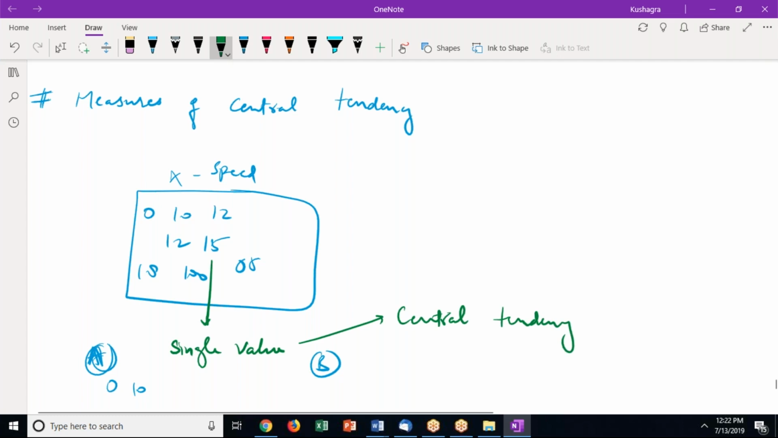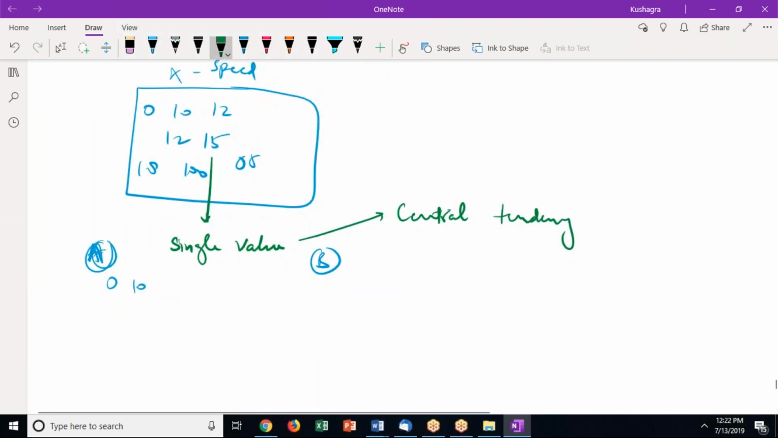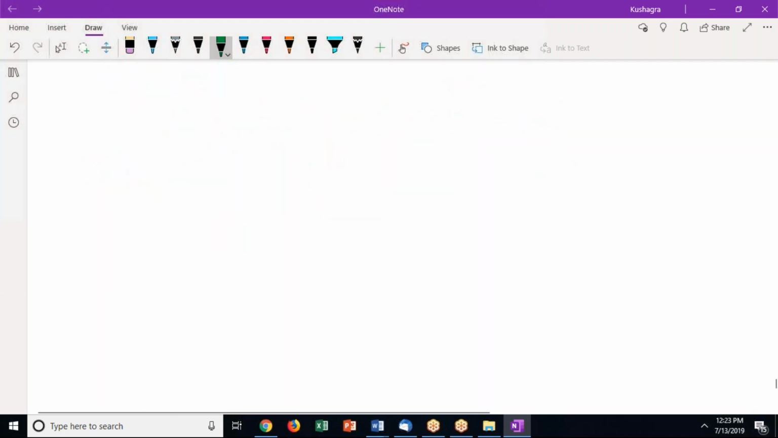Okay, one value which is able to explain the entire data. Now, to be able to work with numeric data or even categorical data, you can use different measures of central tendency. And there are three measures of central tendency, right? Central tendency is the central value using which you can describe the entire data. You have a set of values, and with one single value, you want to describe the entire data. That's where central tendency comes into the picture. And there are three measures of central tendency.